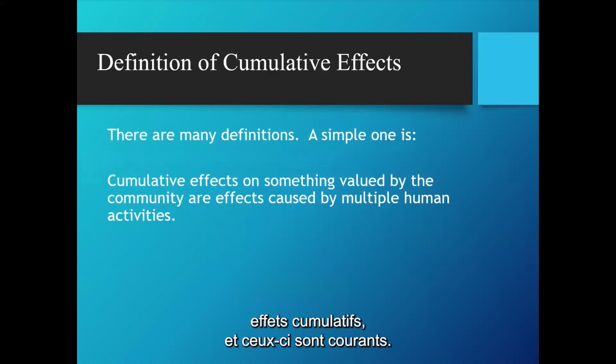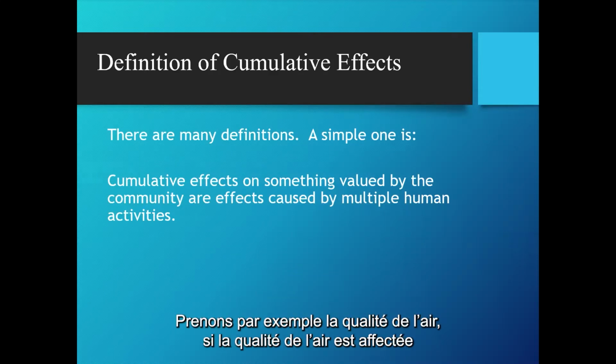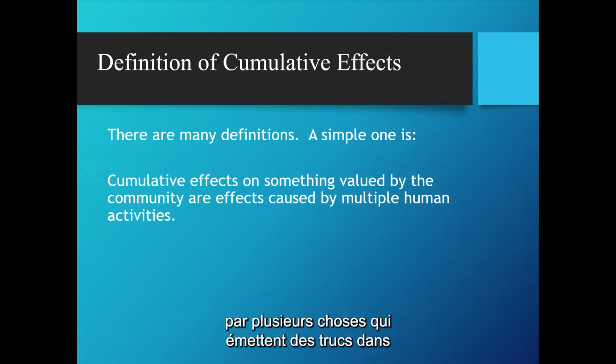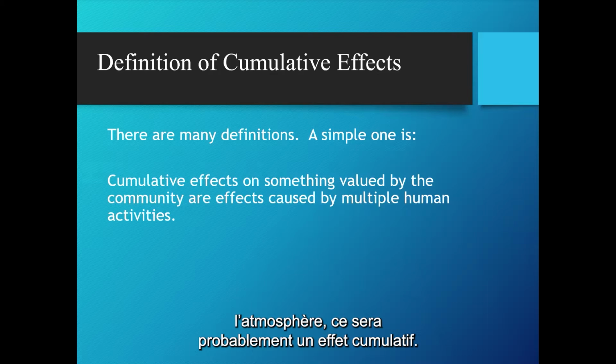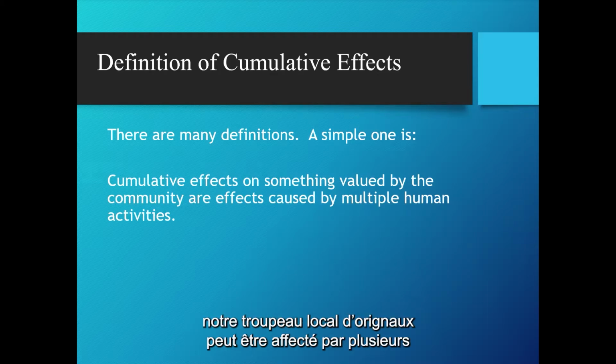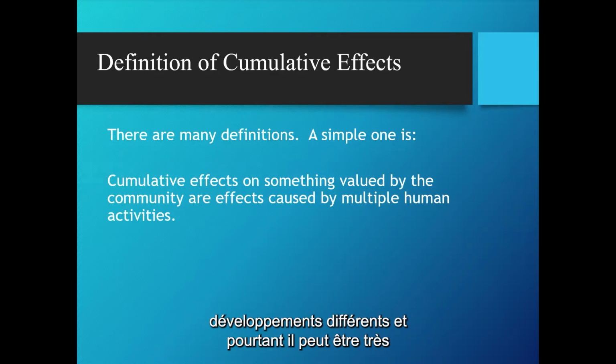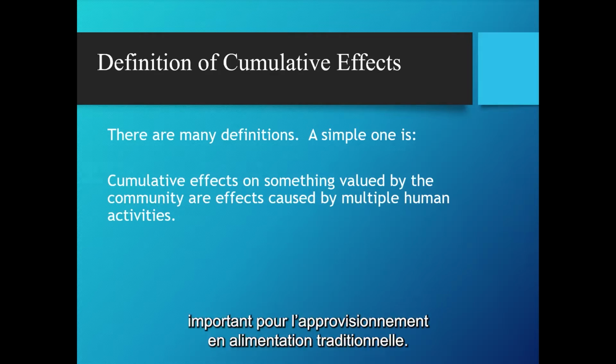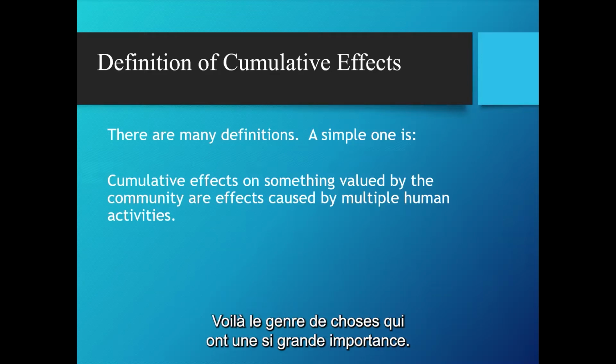And these are common. For example, air quality. If air quality is affected by a lot of things that emit things into the atmosphere, it will be likely a cumulative effect. Water quality is often a cumulative effect. A local herd of moose may be affected by several different developments, and yet it may be very important for getting country food. Those are the kinds of things that are most important.